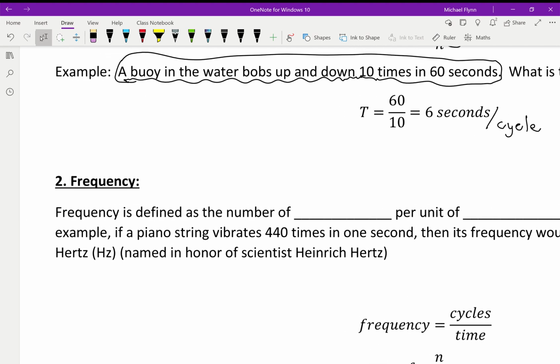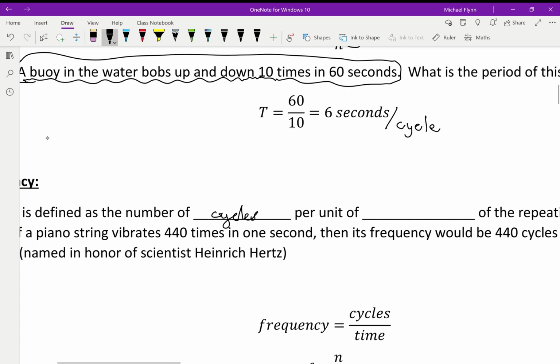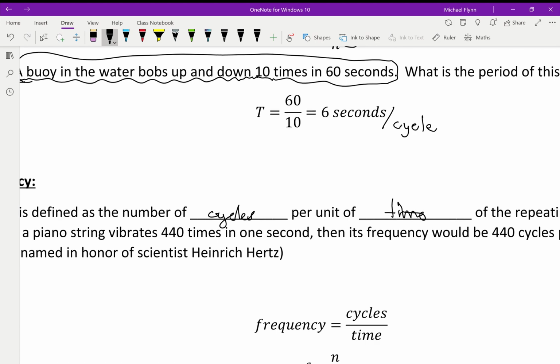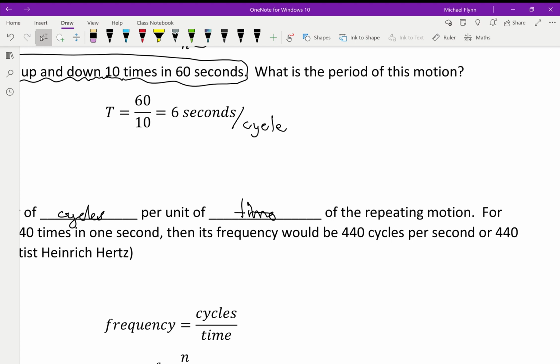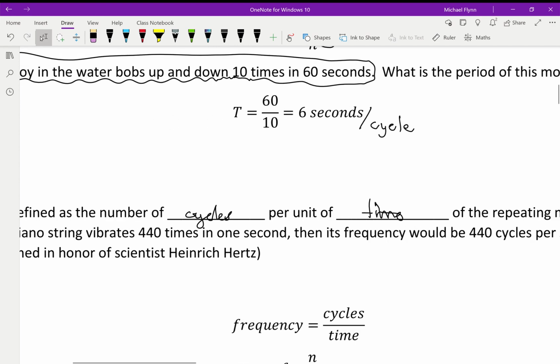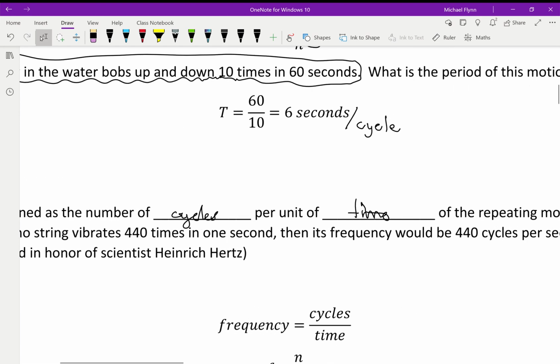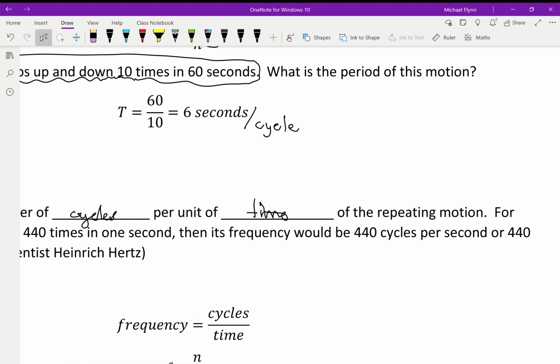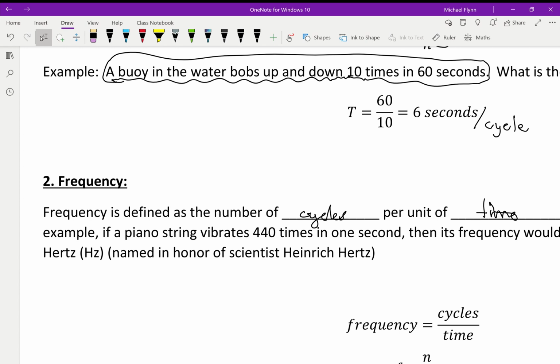So anyway, now frequency is defined as the number of cycles per unit of time. Now notice how closely it's related. Anyway, what you have to understand is frequency is defined as the number of cycles per unit of time of the repeating motion. You see how closely it's related to period though. Period is the amount of seconds per cycle. Frequency is the exact opposite. It's what we call the reciprocal of that. It's the number of cycles per unit of time.